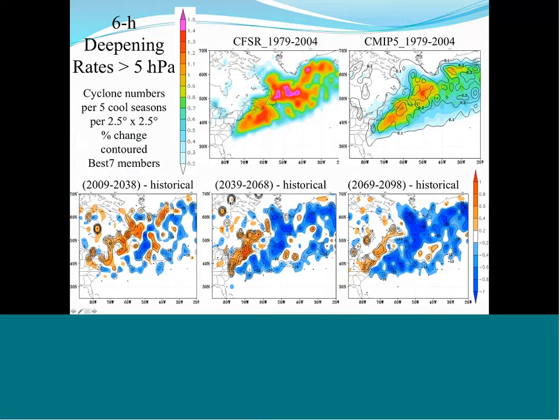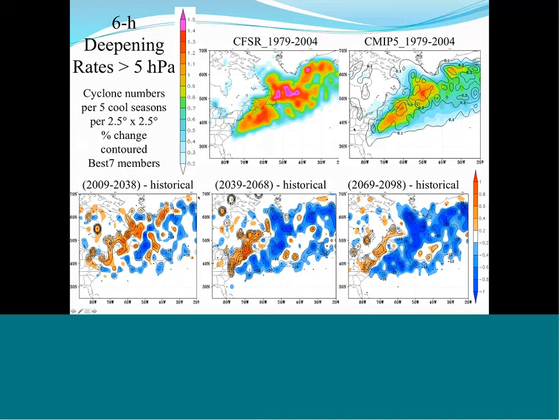The top 2 panels are the historical period, where we can see this 6-hour deepening rate greater than 5 millibars here, and the maximum just off the coast. And the CMIP5 best 7 has a realistic structure here in the color fill with these deepening rates. Now what we're going to do is look at the future of these deepening rates, going into the 3 future periods.